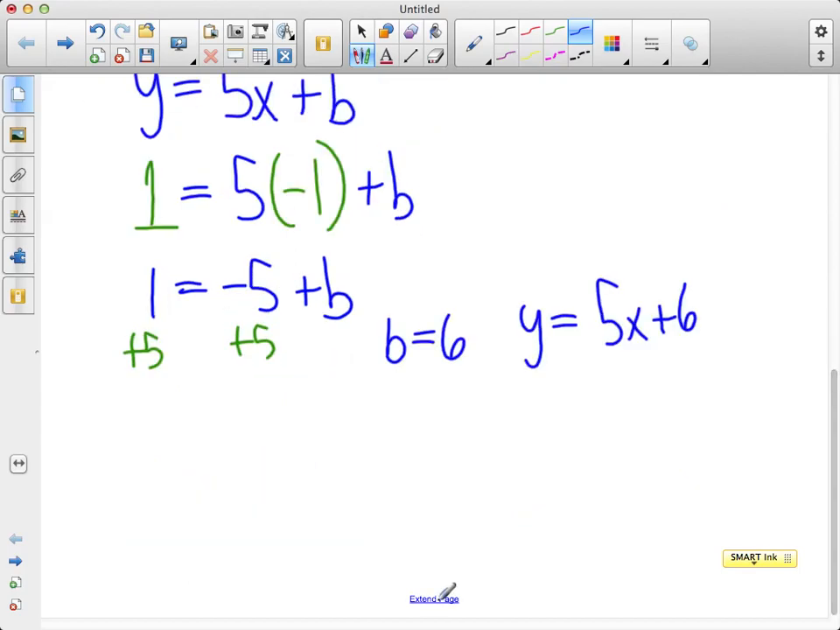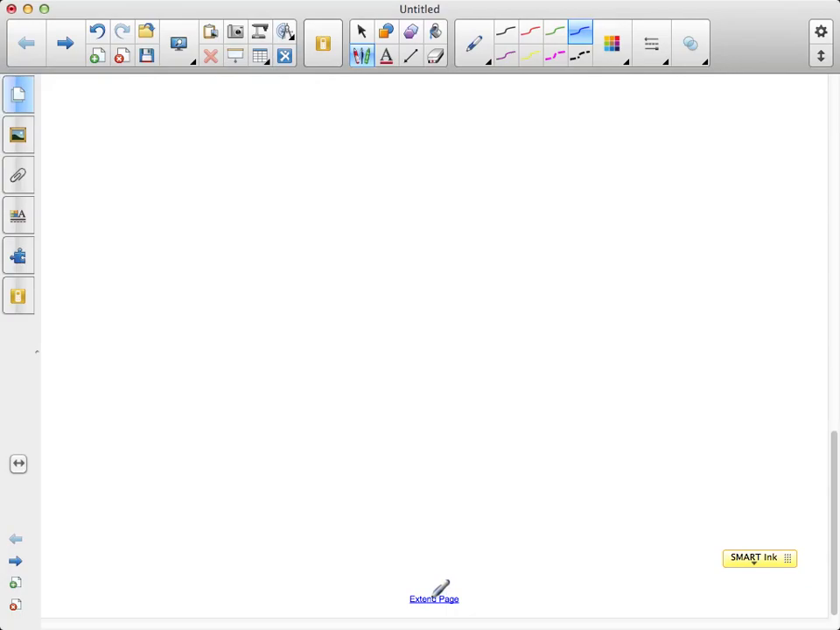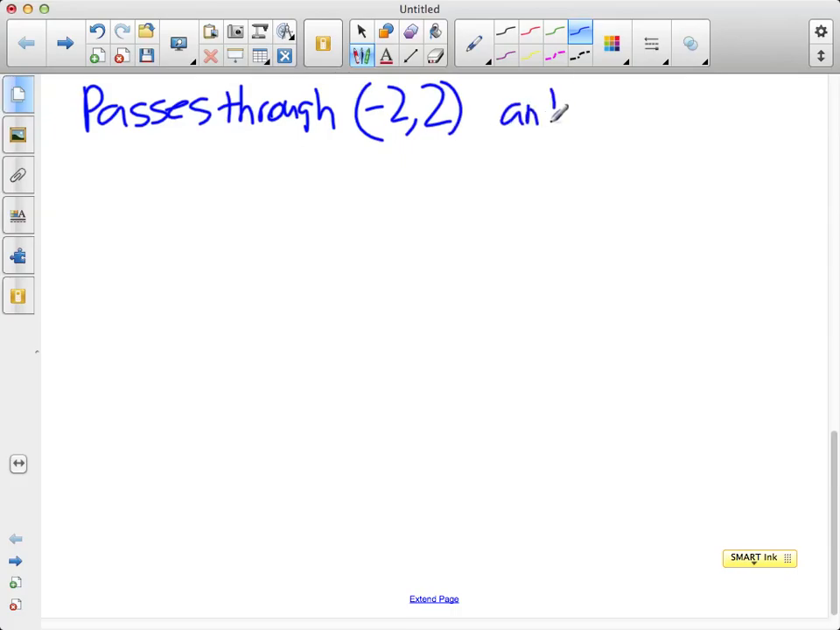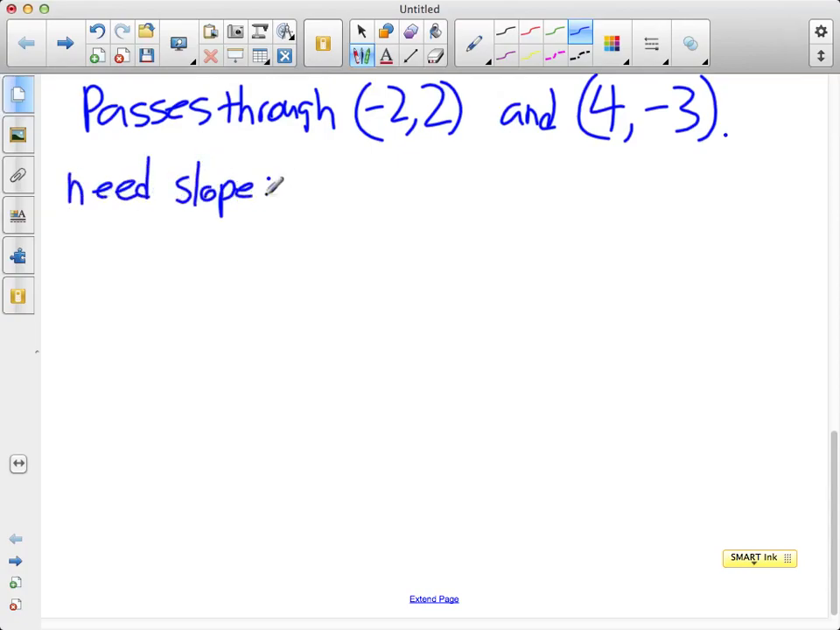So we'll do another example, and this time, instead of being given the slope, we're actually just going to be given 2 points. So write the equation of a line that passes through -2, 2, and 4, -3. Those seem like good numbers. So now we don't know the slope. We need the slope, and we need the y-intercept.